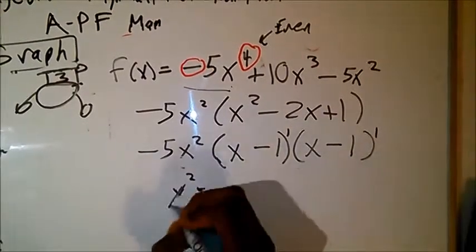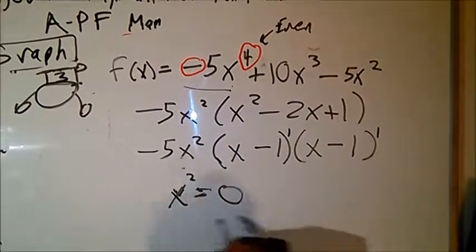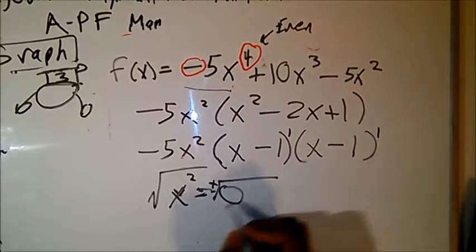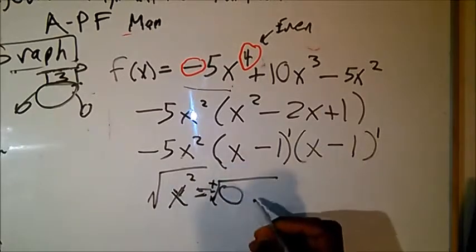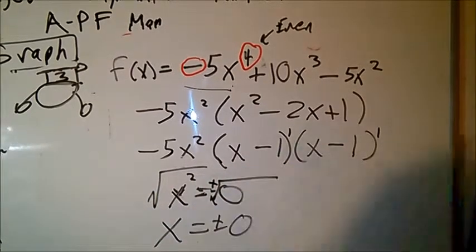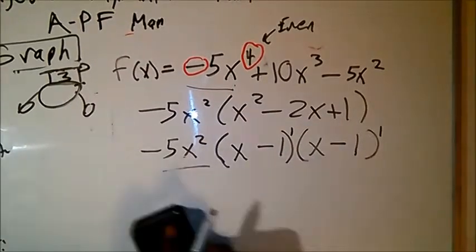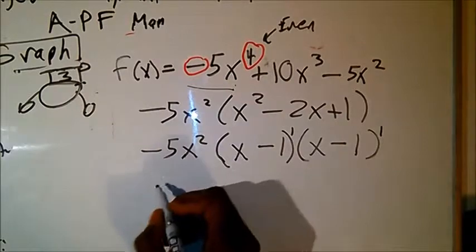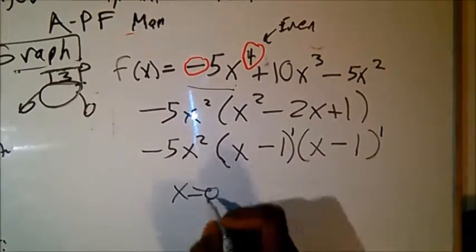Now, you have x squared equals 0. Now you're going to square root it, and when you square root both sides, the right side will be plus or minus 0, and you have x is equal to plus or minus 0. I just actually want to show you how to do it, so when you have other problems, you understand. So x will be equal to 0.